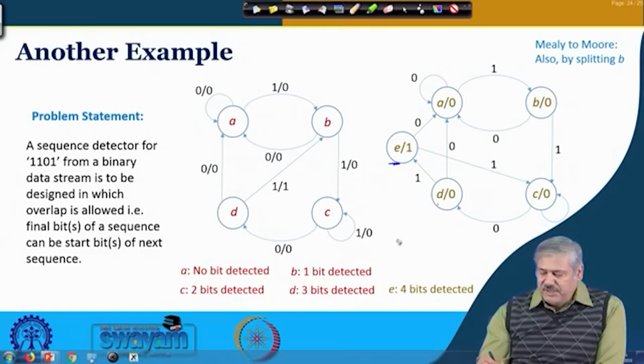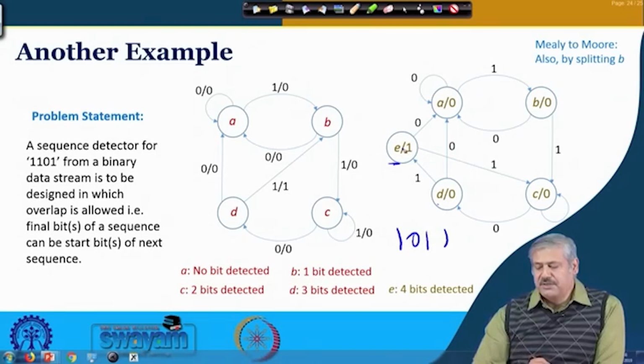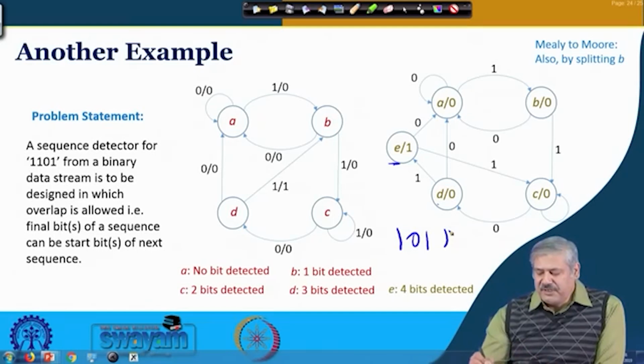Okay. And when it is at E, it means it has received 1 0 1 1. Okay. This is already received. Now, when it is at E, it can receive a 0 or 1. If it is receiving 0, then it has to restart, that we know. But if it receives a 1, okay, what does it mean?